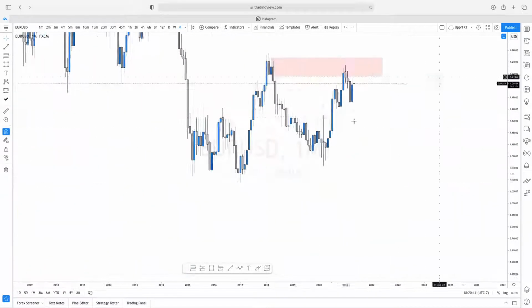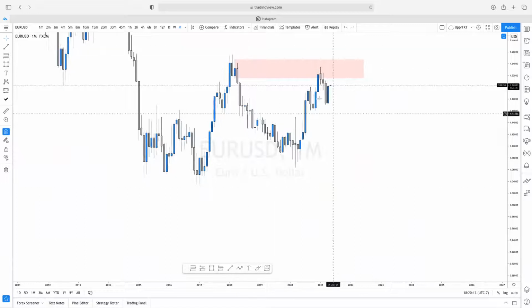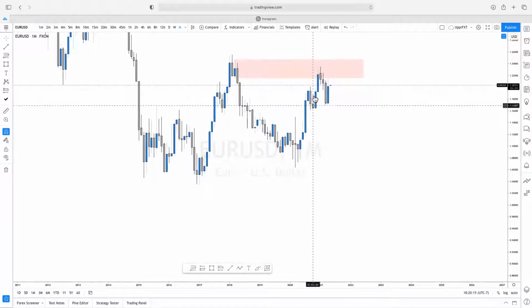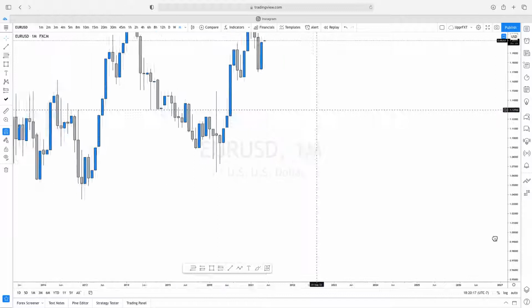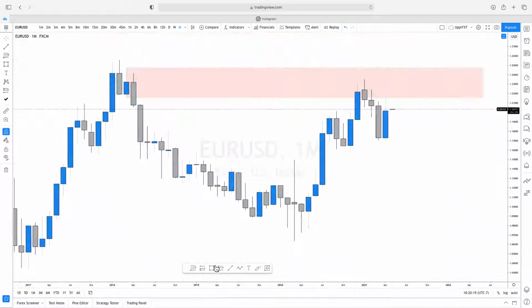So back to the markup, we had this play out, right? This is the last down-to-up candle that looks like we have played into it. Let's go ahead and look at this. My box. Boom. All right.